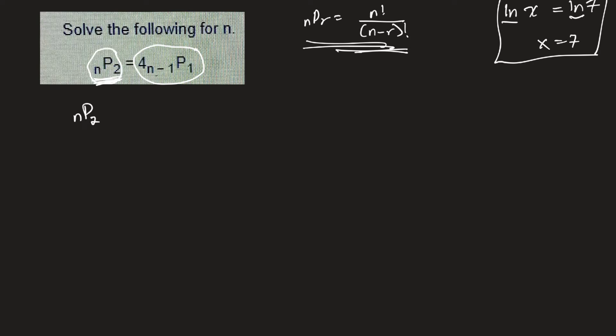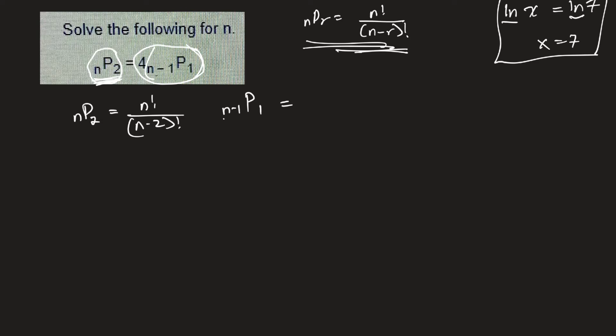nP2, I'll do it separately, is equal to n factorial over n minus 2 factorial. Okay, let's just leave that one like that. And now let's do this other piece. Now the 4 is out front being multiplied, so let's leave that for a second. Let's just deal with the n minus 1 pick 1.